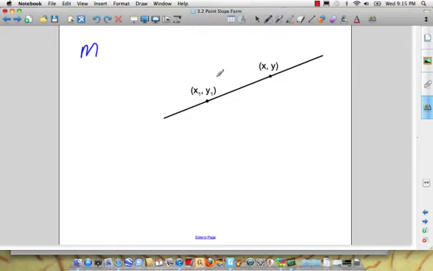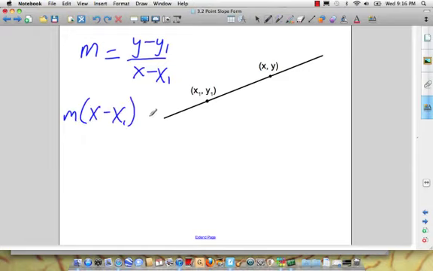Okay, so we have this point on the line that we know, (x1, y1), and we have the slope, and our goal is to find an equation. Well, here's what we know. We know that the slope can be found by doing this, y minus y1 over x minus x1. That's this y value minus that one, and then this one minus that one. Okay, and if we multiply both sides of the equation by x minus x1, we get this, m times (x minus x1) equals y minus y1.